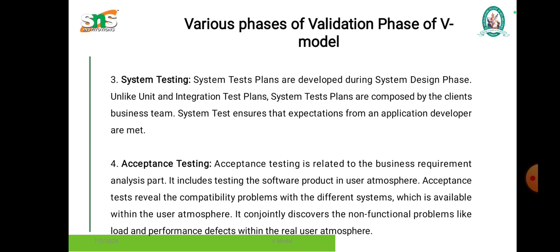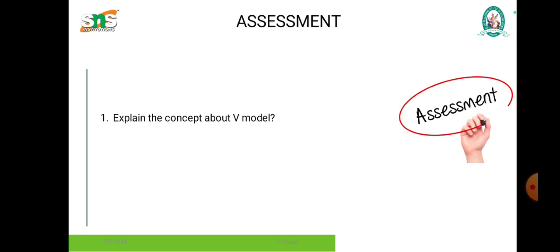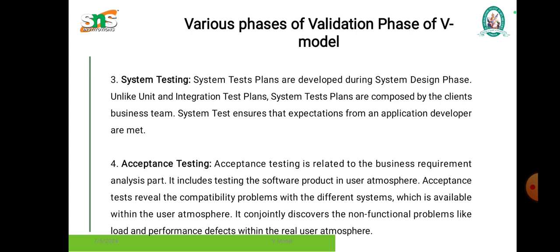And the fourth phase is acceptance testing. The acceptance testing is related to the business requirements analysis part, and includes testing the software product in the user atmosphere. This test reveals the problems with the different systems which are available within the user atmosphere. So these are the phases of verification and validation in the V model.